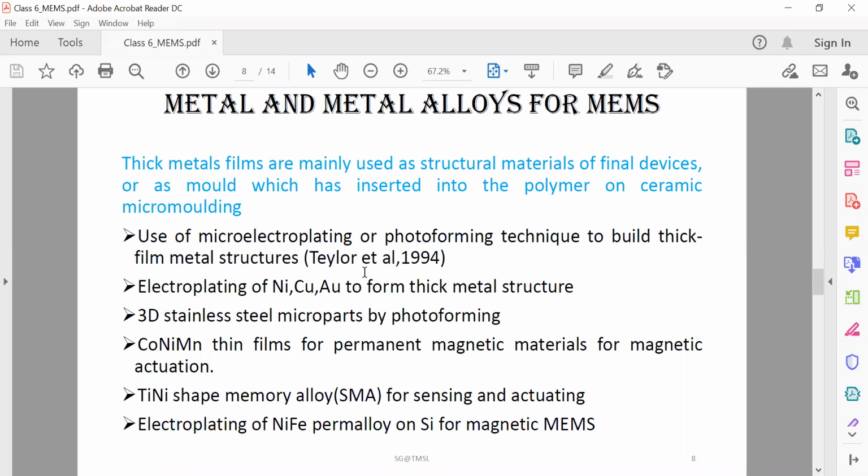But in the case of MEMS, the materials used in electroplating are mainly chromium and gold. Chromium is used for adhesion of the gold film to the silicon or silicon dioxide substrate, as a buffer layer, and the basic material used for those purposes is gold. Now these are the techniques I have discussed.